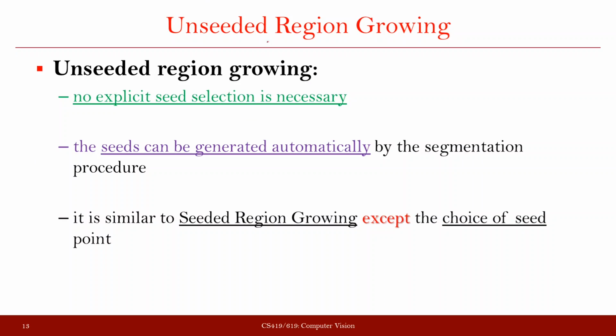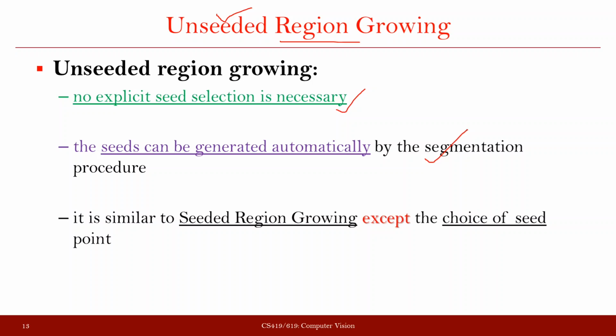There is another variant of the region growing technique, which is called the unseeded region growing technique. The one we discussed earlier was seeded region growing, where we were deciding the seed point. But in the unseeded region growing technique, no explicit seed selection is necessary. Explicitly we are not selecting any seed point. Here the seed can be generated automatically by the segmentation procedure, so we use some criteria to generate the seed point.